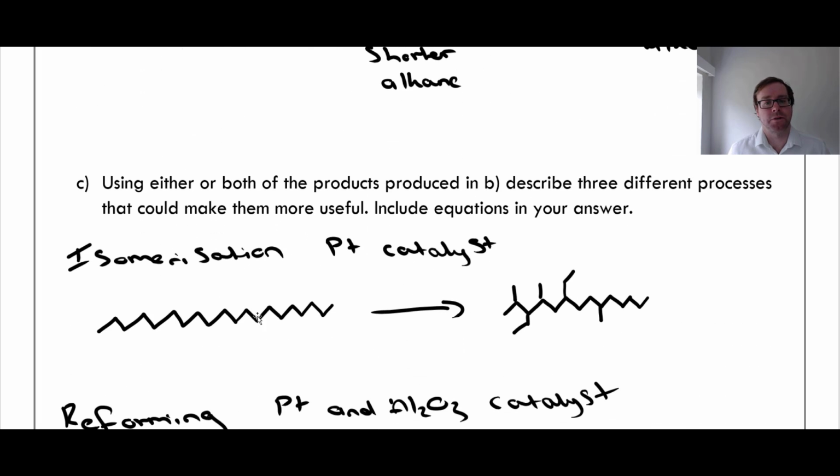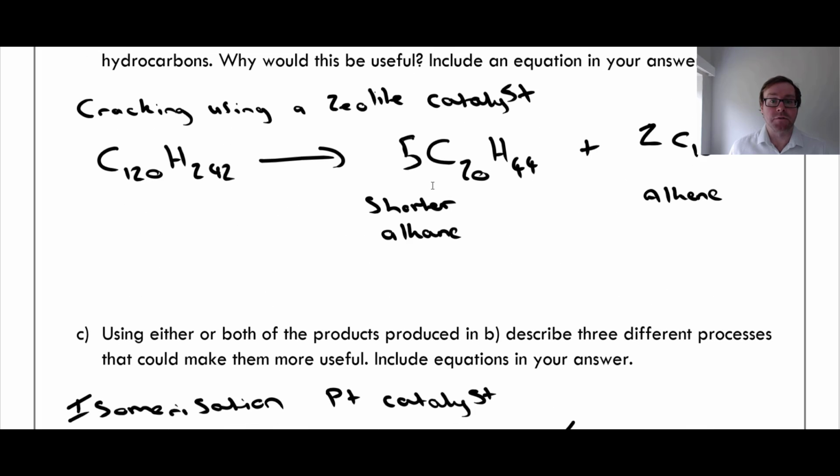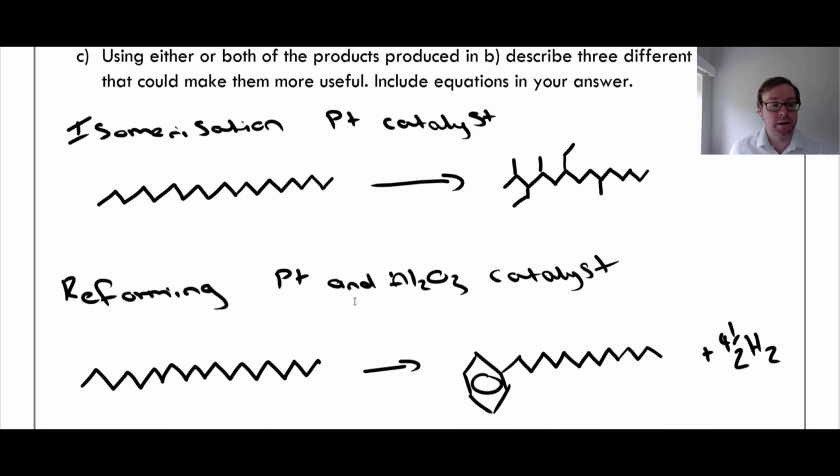Using either or both of the products produced in B, describe 3 different processes that could make them more useful. Include equations in your answer. So I've used isomerisation with the Pt catalyst. I've taken my shorter alkane, my straight chain, and I've turned it into a branched chain. Okay, again, any example, as long as the molecular formulas are the same, that's fine.